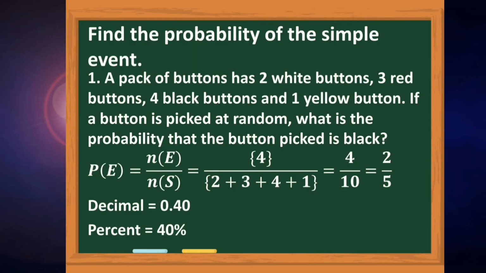Now, I want you to check your paper. Let us solve the problem all together. Here is how we are going to solve it. The number of black buttons is 4 over the total buttons, that is 10. We can reduce 4 over 10 to 2 over 5. In decimal, that is 0.40. And in percent, that is 40%. This means there is 40% probability of picking black buttons only.